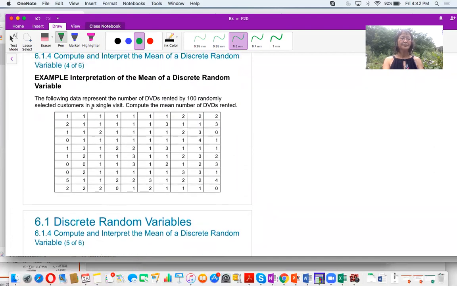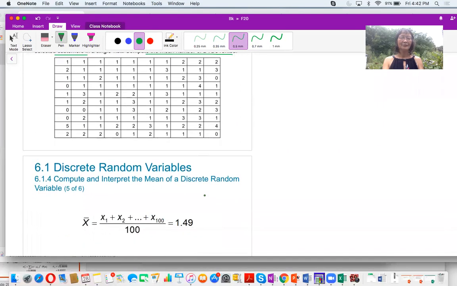This example represents the number of DVDs rented by 100 randomly selected customers on a single visit. So all the data here is 100. Compute the mean number of DVDs rented. So this one directly gives you the raw data. Okay. So how do you do that?